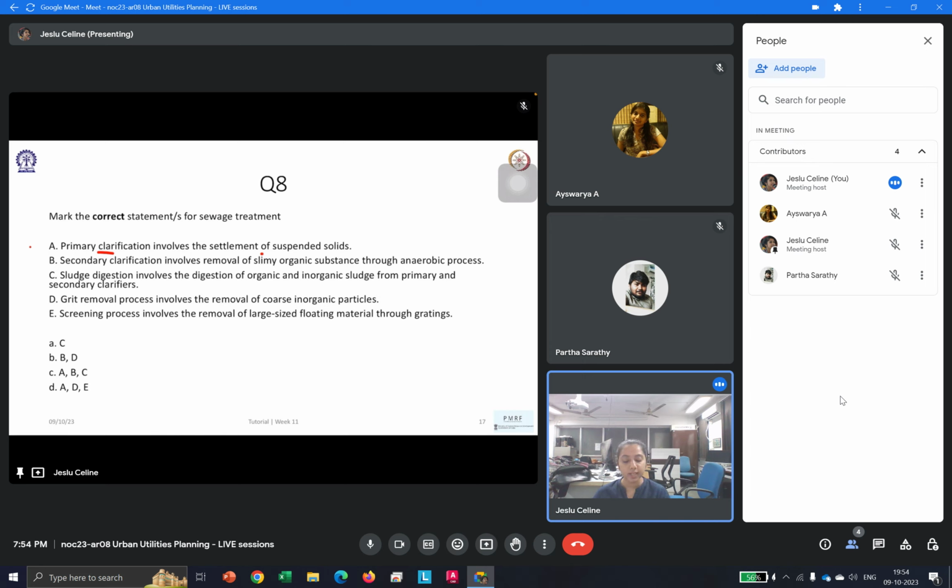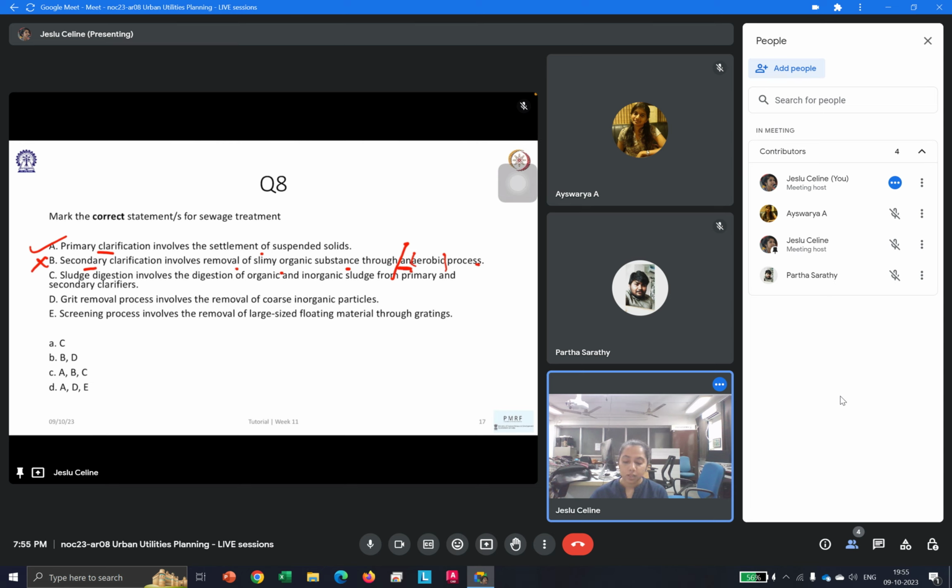Now B, secondary clarification involves removal of slimy organic substance through anaerobic processes. Is that correct? Okay, so this is partially right. Secondary clarification involves the removal of slimy organic substance. Very good. But it is not through anaerobic process, it is through the aerobic process. So this is wrong in that aspect. Had it been aerobic process, then it would have been the correct statement.